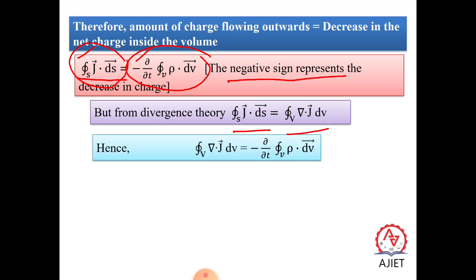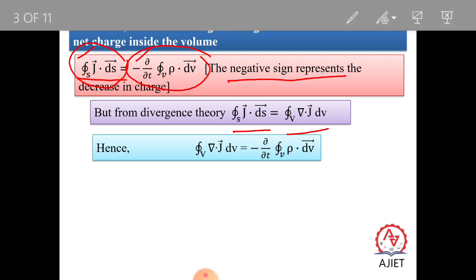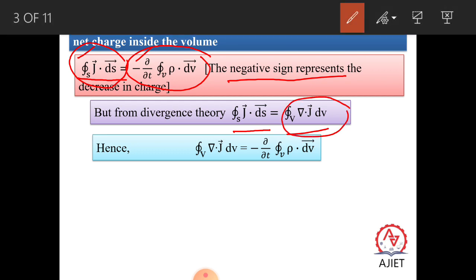So next, we know that the net outward current, the integral of J dot dS, is nothing but minus the rate of change of charge, minus ∂/∂t of the closed volume integral of rho dV. And according to the divergence theorem, this J dot dS can be written in terms of volume. So let us substitute that in its place.